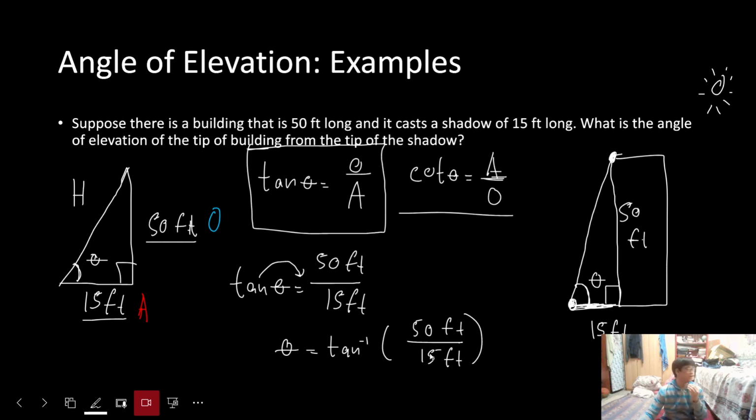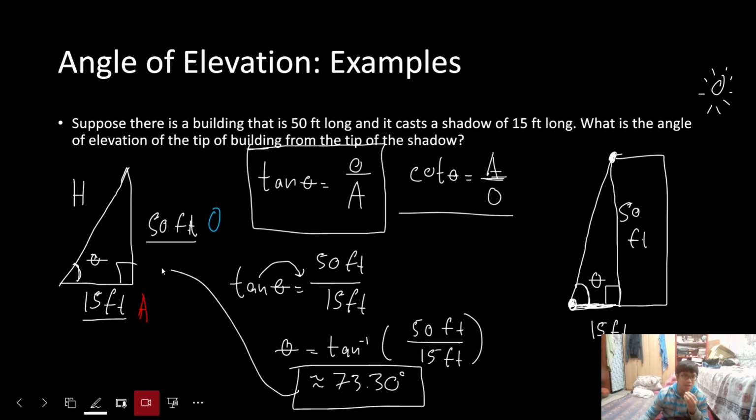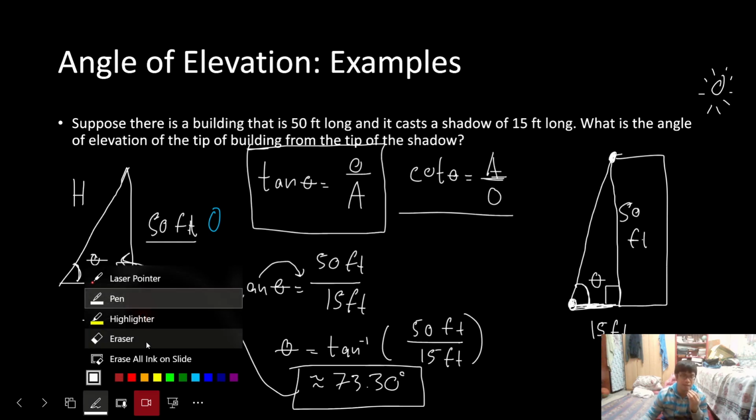So here, we're going to use our calculator. Let me just get my phone. My phone has a scientific calculator. So arctangent of 50 all over 15, at two decimal places, is approximately 73.30 degrees. And that is our answer. That is the angle of elevation. It is 73.30 degrees. And that's it.